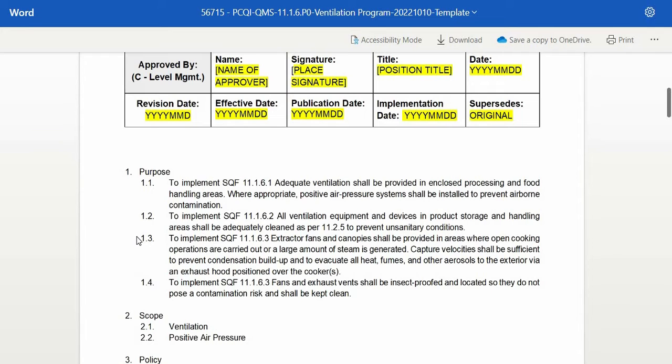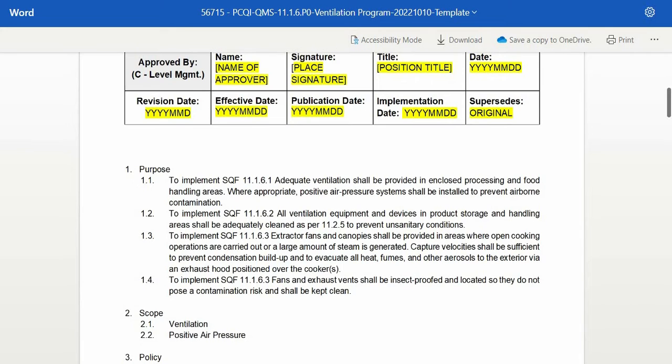Capture velocities shall be sufficient to prevent condensation buildup and to evacuate all heat, fumes, and other aerosols to the exterior via an exhaust hood positioned over the cookers. And fourth, to implement SQF 11.1.6.3, fans and exhaust vents shall be insect-proofed and located so they do not pose a contamination risk and shall be kept clean.